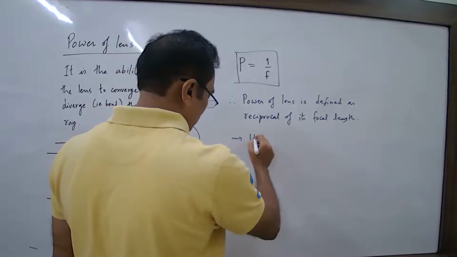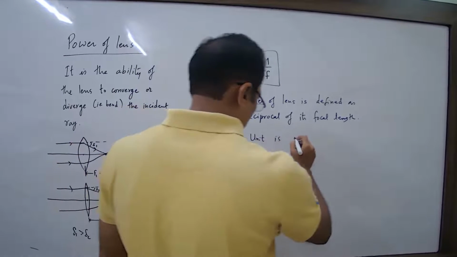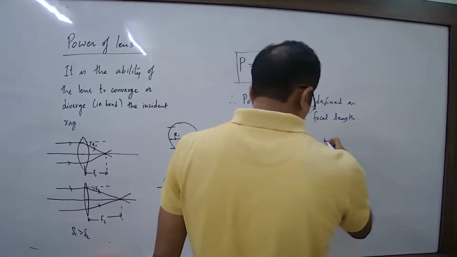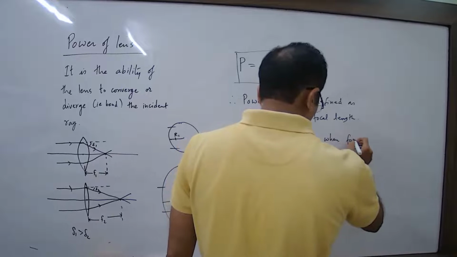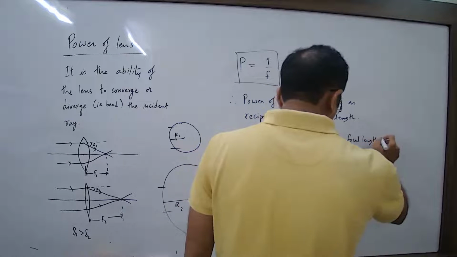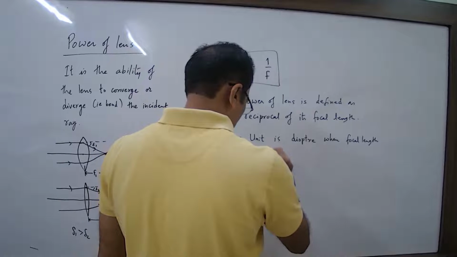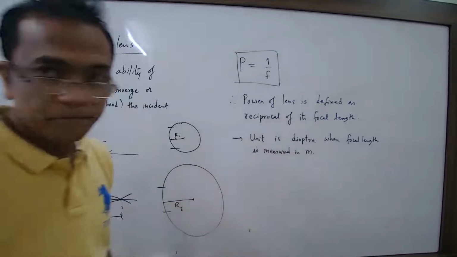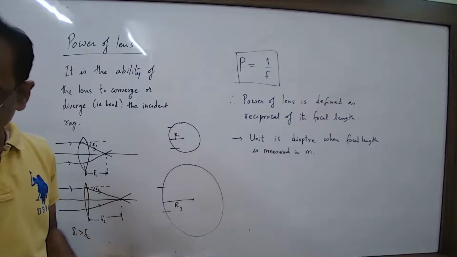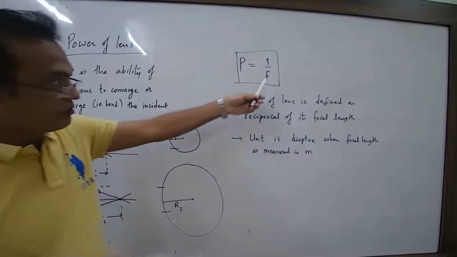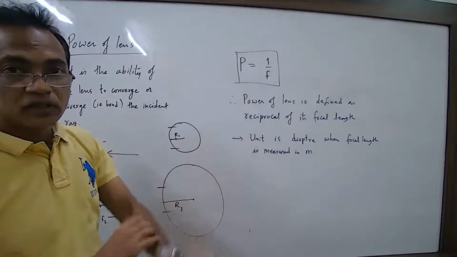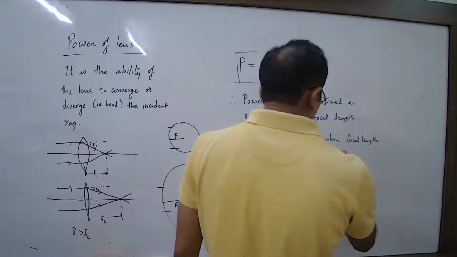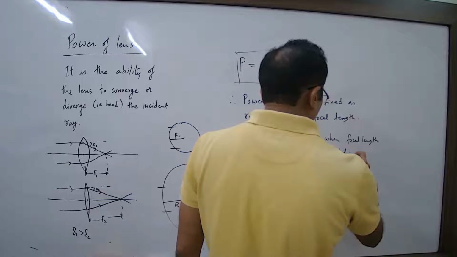Right? What is its unit? Unit is diopter, when focal length is measured in meter. Okay? Focal length, when it is measured in meter, then the unit of power is diopter. Okay? So the symbol is D.